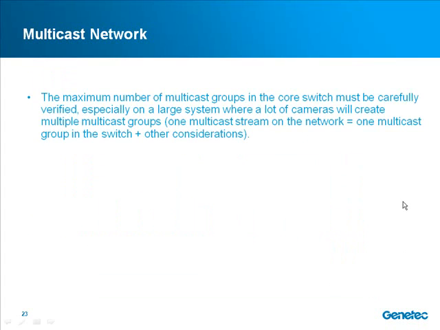One other note with respect to the network hardware: the maximum number of multicast groups supported must be checked on the core switches. The cameras will create multiple multicast groups along the lines of one group per video stream, with other considerations such as audio and discovery, which may add multicast groups as well. This must be looked into and planned ahead of time to make sure you choose switches that will be able to handle the multicast traffic you will have on your network. This is especially important on very large systems where multiple streams per camera can generate a large number of multicast groups.